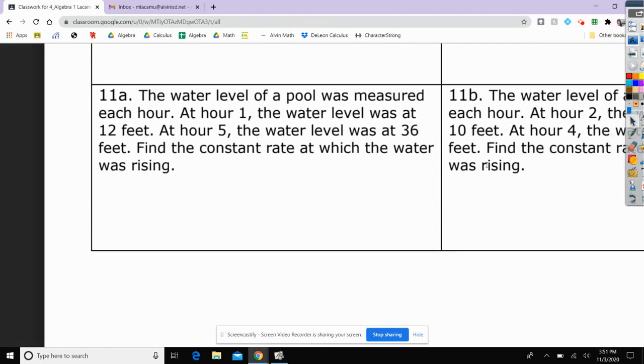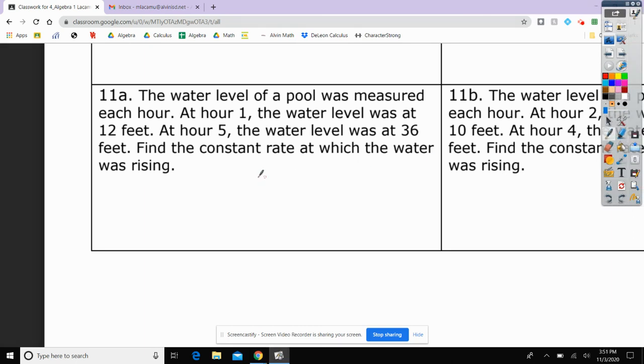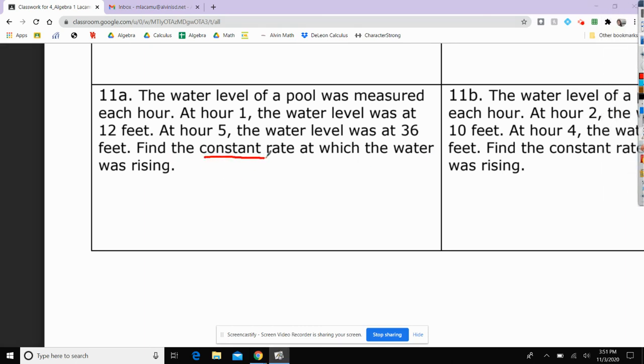And the last one is 11a. So we have a word problem, and it's asking us to find the constant rate at which the water is rising. That just means the slope. And we can make some coordinate points out of this. We know at hour 1, the water level is at 12 feet, so 1, 12. At hour 5, it's at 36 feet, so that could be our second point. 5, 36. And then we have an x1, y1, x2, y2.